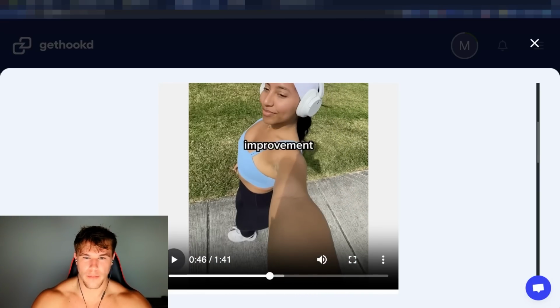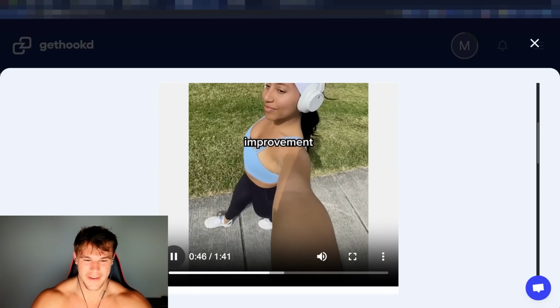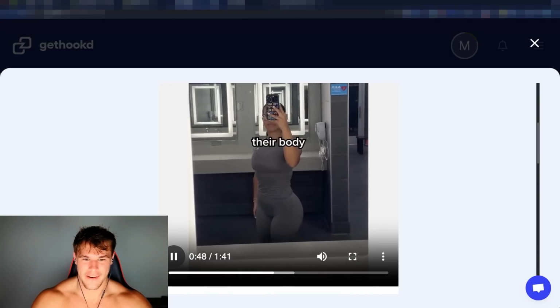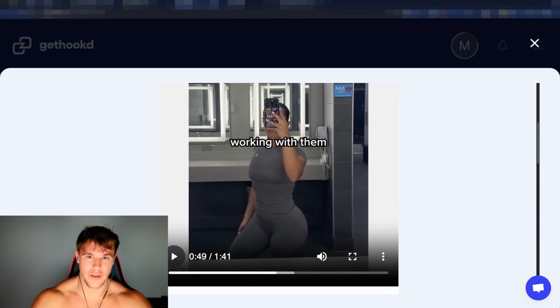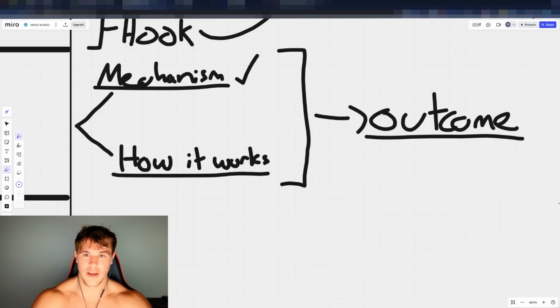83% reported feeling more balanced. What the fuck does that even mean, bro? More balanced? Are you having trouble walking? Come on. Improvement in their hormone health, feeling like their body was finally working with them. But this is really the selling point: feeling like your body is finally working with you instead of against you. That is the ultimate outcome that these women are after.